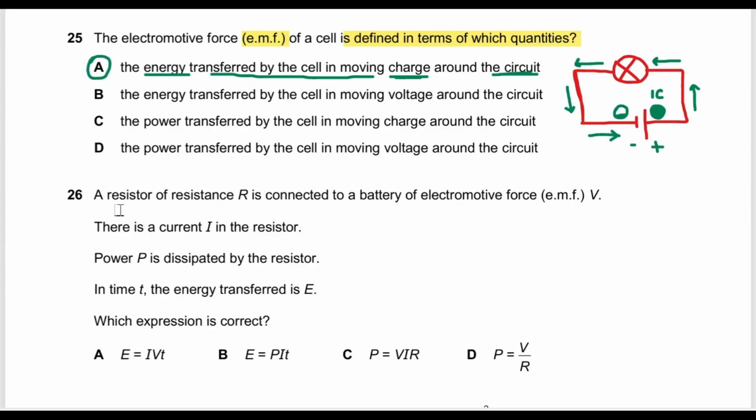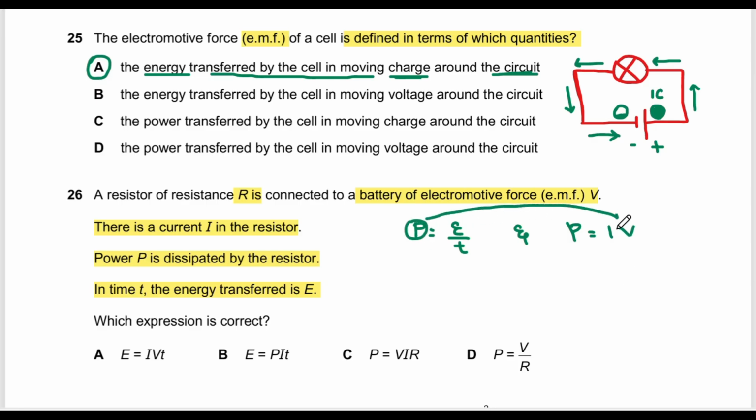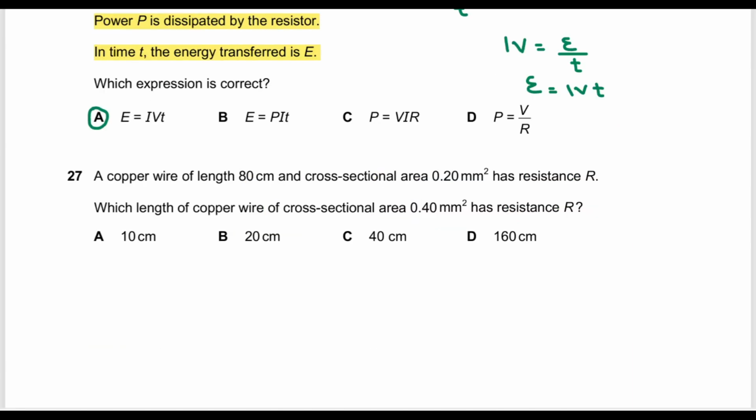Question 26 says a resistor of resistance R is connected to a battery of electromotive force V. There is a current in the resistor. Power P is dissipated by the resistor. In time t, the energy transferred is E. Which expression is correct? Power is defined as energy supplied per unit time, and power is also defined as the product of current and voltage. So if I put here the value of power, which is IV, the equation will turn out to be IV equals E divided by t. Now if we want to arrange it, it would be E equals IVt, and this equation is similar to equation A, so this is correct.